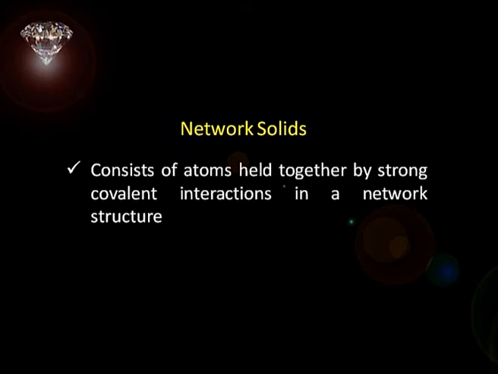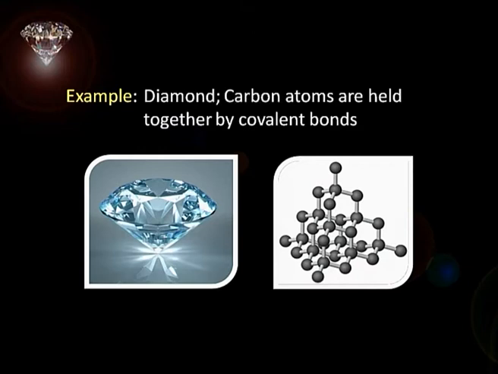Yet another class is network solids. As the name suggests, network solids form large networks of covalent bond interactions, very strong interactions. Typically there will be atoms held together by strong covalent interactions, and the best example I can quote is diamond. That's the hardest natural material we know of. In diamond, the carbon atoms are held together by covalent bonds. Each carbon atom is attached to four more carbon atoms through covalent bonds.